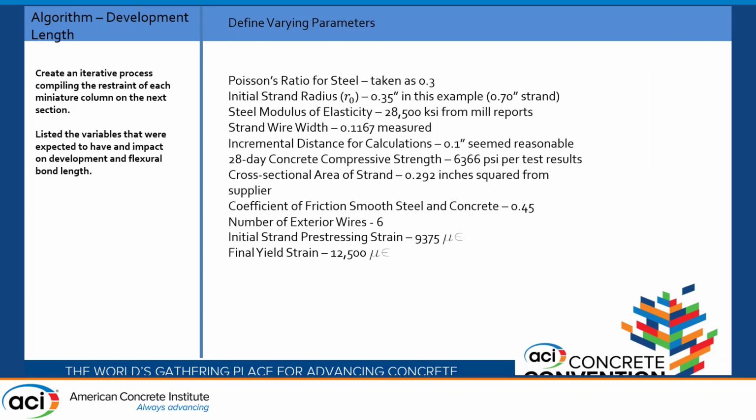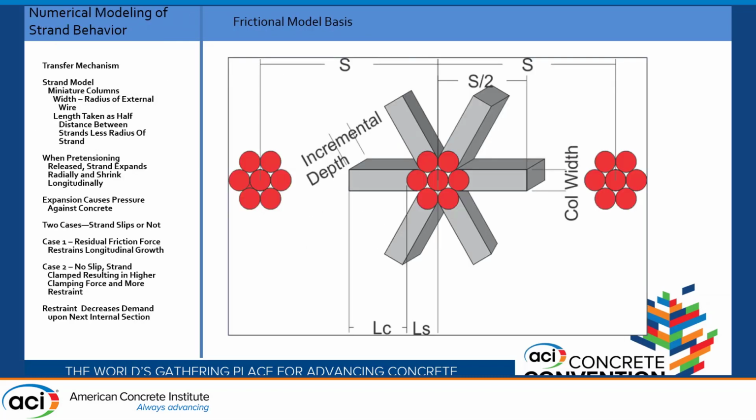So a couple of defining variables. We decided to try this out. Poisson's ratio, the ratio between the radial expansion versus the longitudinal expansion, is one thing that we need to take into consideration. The diameter of the strand, the radius of the strand, since I'm looking at a fixed-end kind of structural element there. The steel modulus in this case, the measured diameter of the wire itself. Again, I'm looking at miniature columns, coming off each of the six-strand wire.